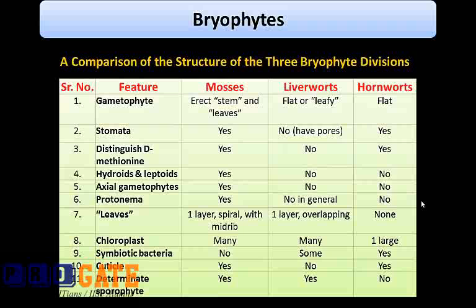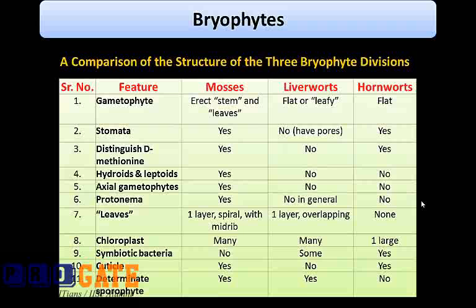Coming to the first feature, gametophyte. Mosses have a gametophyte with erect stems and leaves. Liverworts have a flat or leafy gametophyte and hornworts have a flat gametophyte. Stomata are present in mosses and hornworts. However, the liverworts don't have stomata, they have pores. The distinguishing feature is present in mosses and hornworts, not in liverworts.